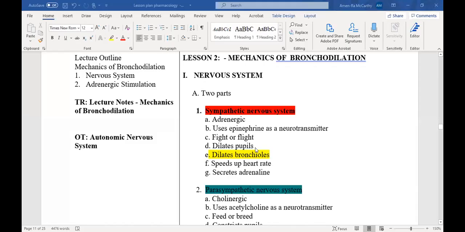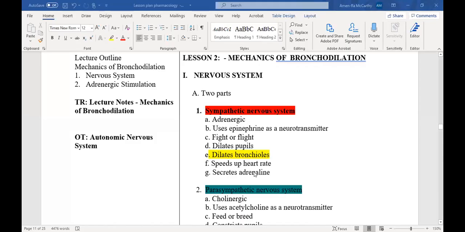And we said those effects are bronchodilation, right? What else dilates? What's number 3? I mean, D. Dilates the what? Pupils. So your pupils open up. You feel fight or flight. You're ready to fight or run, right? You fight to the death or run. Guess what else? Your heart rate speeds up and your body starts to secrete adrenaline, okay? All of this is happening when the sympathetic nervous system is activated, okay?